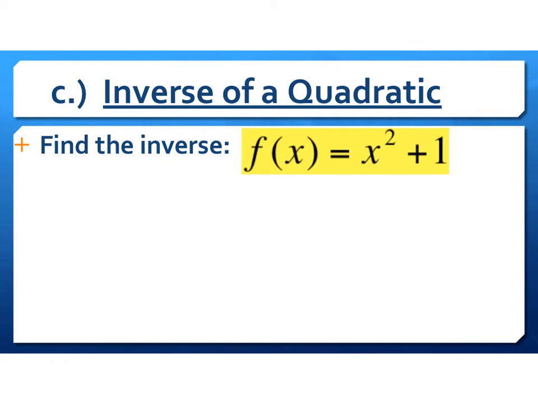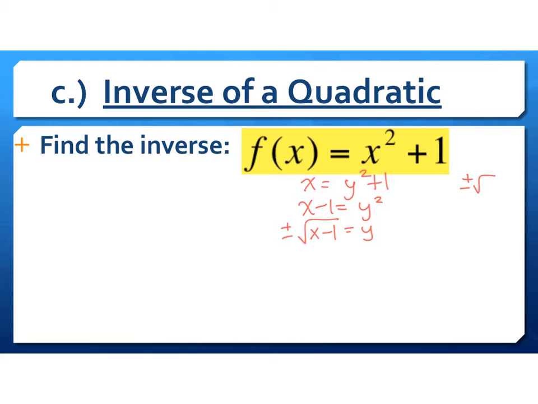So I want to switch my x and my y, and I want to resolve for y. So I'm going to subtract 1 from both sides, and I have the y squared. Remember, to undo something that's squared, you have to take the square root, and remember, when you're taking the square root, you need to remember the plus or minus. So I'm going to have plus or minus the square root of x minus 1 equals y.